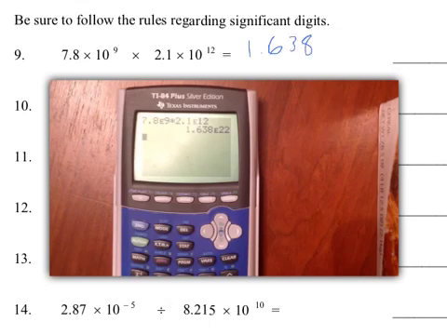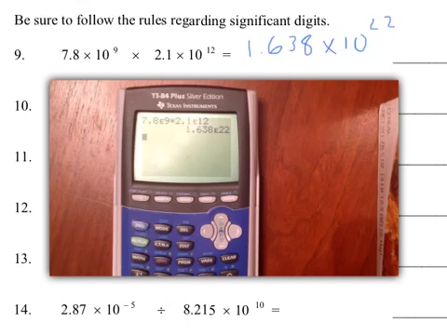1.638, and when we see E on our calculator, we're allowed to either write it as E or as times 10 to the. Me personally, I like to write it as times 10 to the, so I'm going to say times 10 to the 22nd power. If you want to put E22, that's okay. But what you have to keep in mind is that this is not quite correct yet, and the reason is we need to round it for significant figures.